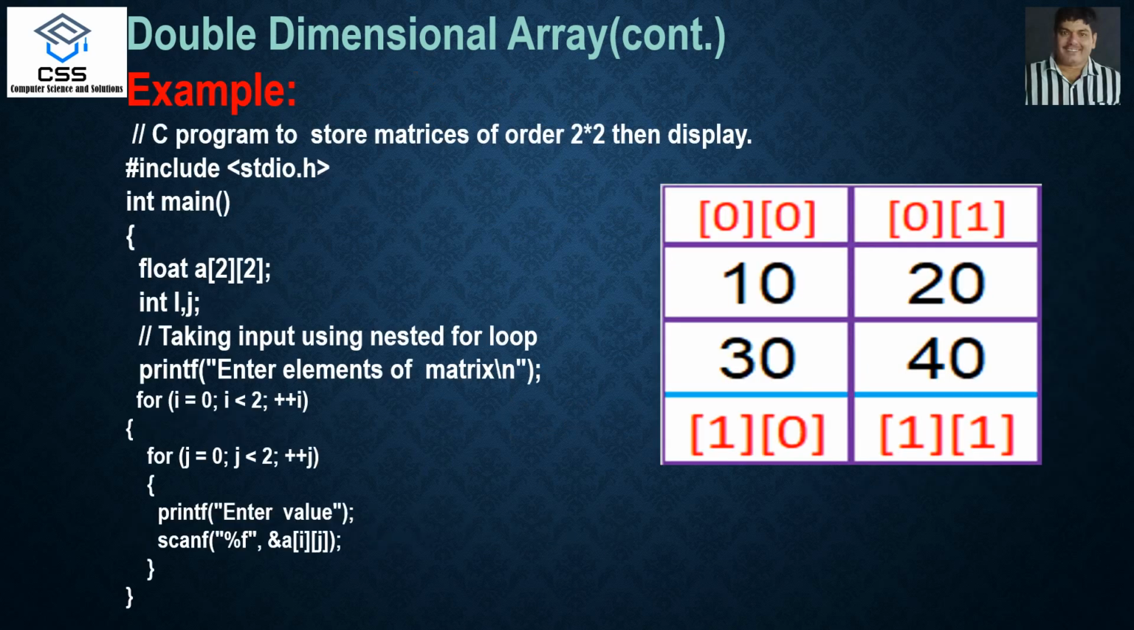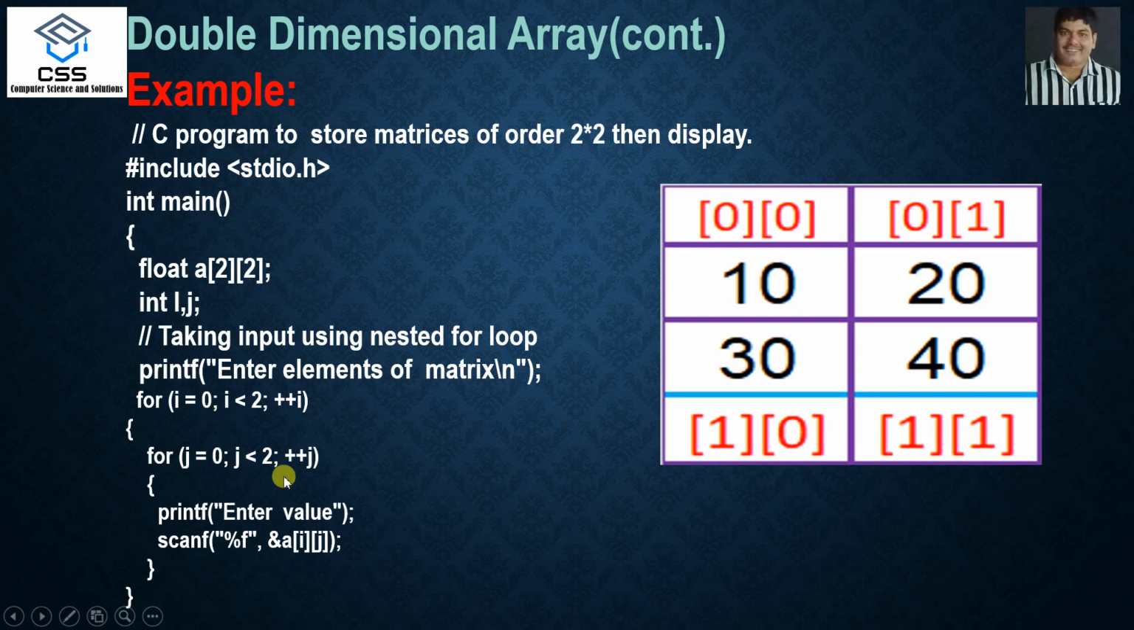If you want to write a program to store 4 elements in a double dimensional array, how will that be represented in memory and how can the program be written? We take float a 2 cross 2, meaning 2 rows and 2 columns. This is the way the memory will be allocated. First row first column is 0 0, first row second column 0 1, second row first column 1 0, second row second column is 1 1.